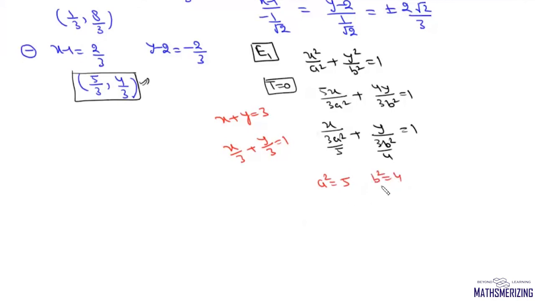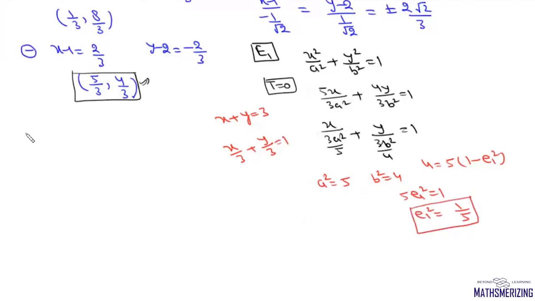Once we have a and b, we can find its eccentricity. So b squared is a squared times (1 minus e1 squared). So we'll get 5 e1 squared equals 1. So the value of e1 squared will be simply 1 by 5.